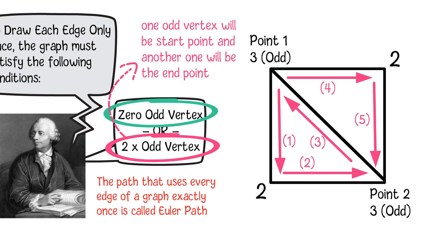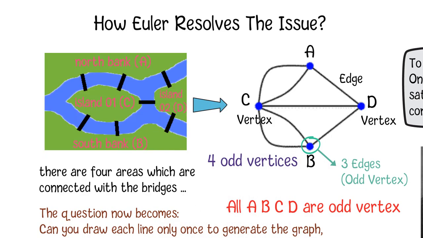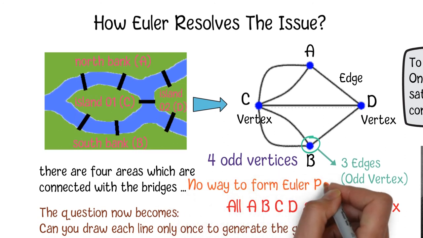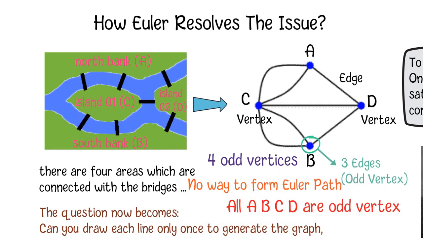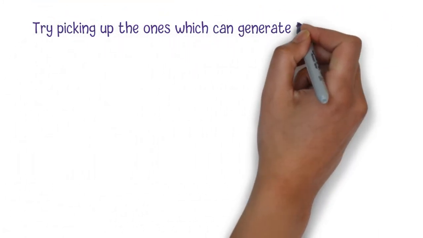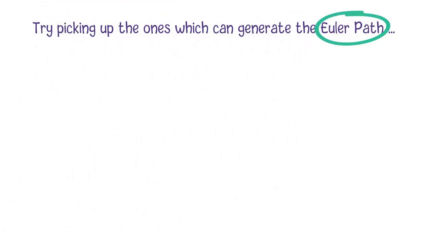Let's go back to the Königsberg Bridge problem and see if we can resolve it. From the simplified graph, we can see there are four odd vertices in the graph. So, there is no way to pass each bridge only once. Before we end today's topic, you can test your knowledge by picking the ones which can generate the Euler path.